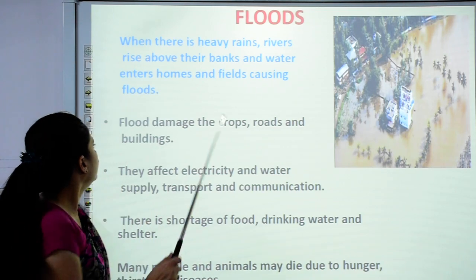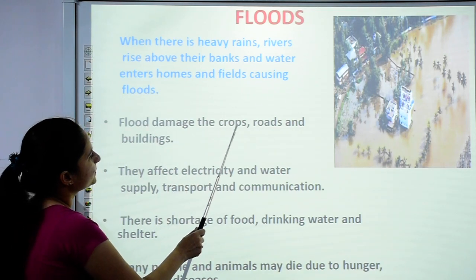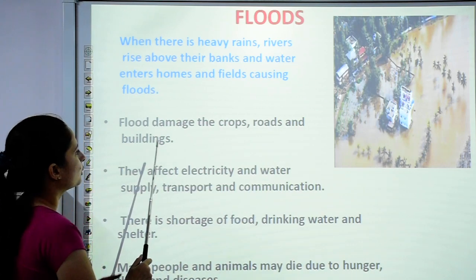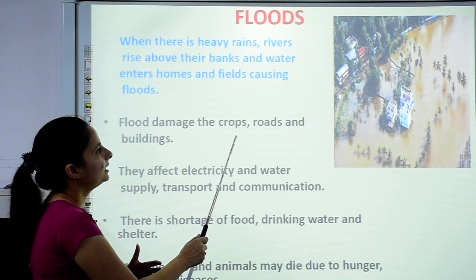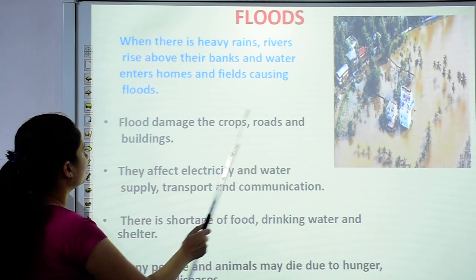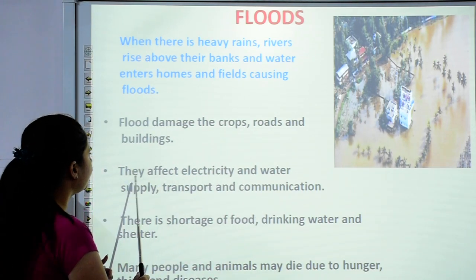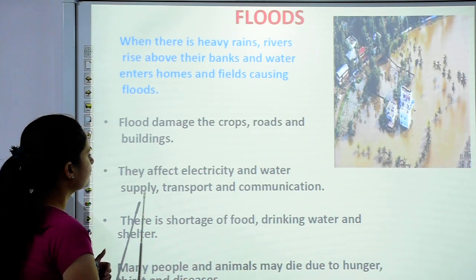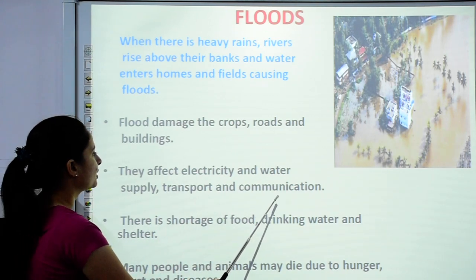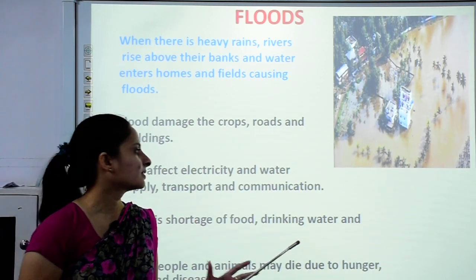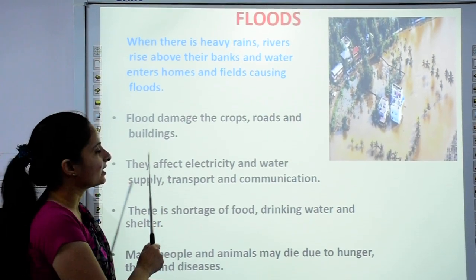Floods damage the crops, roads and buildings, because water enters into the fields, spreads on the roads and enters into the buildings, so it causes a lot of damage. They affect electricity and water supply, transport and communication. Electric power is cut, and it also affects the water supply.